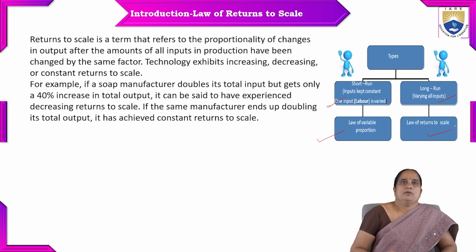For example, if a soap manufacturer doubles its total input but gets only a 40% increase in total output, it can be said to have experienced decreasing returns to scale. If the same manufacturer ends up doubling its total output, it has achieved constant returns to scale.